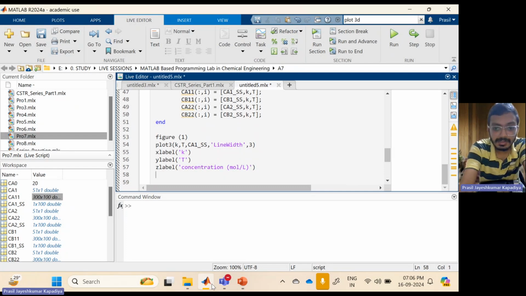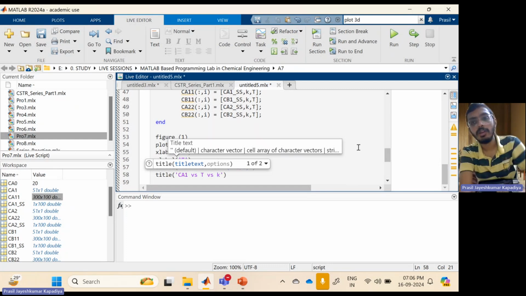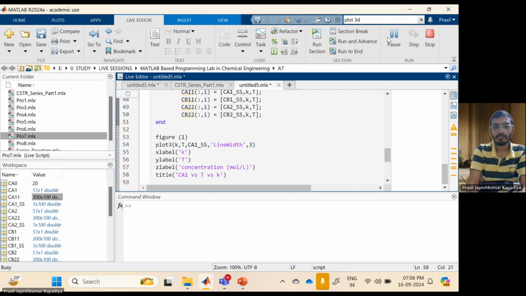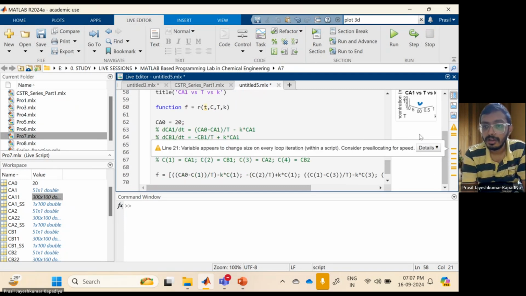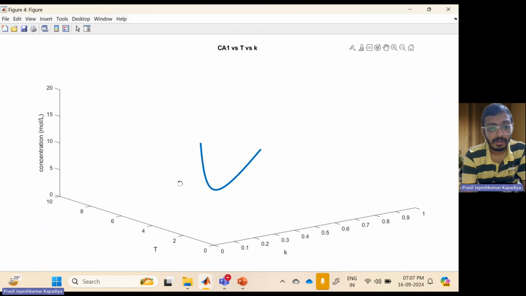Okay. And let's say my title of this whole thing is CA1 versus T versus K, as it's a 3D. So let's try to run this and see what we are getting. We'll be getting one 3D plot. So see, we are having one plot. So I will open it in a new window. So see, this is how K is varying. With K, my concentration is varying. With residence time, my concentration is varying. With both the scenarios, we can see the variation of concentration. So this is 3D plot.